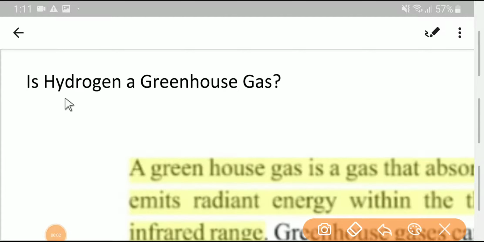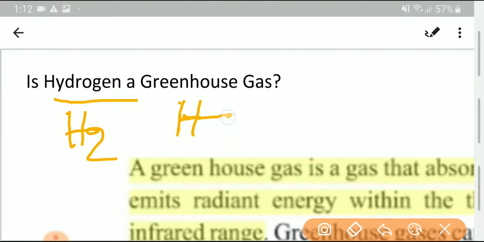Welcome to the channel. Today we'll determine whether hydrogen is a greenhouse gas or not. This is hydrogen, a homonuclear molecule, and this is not a polar molecule.